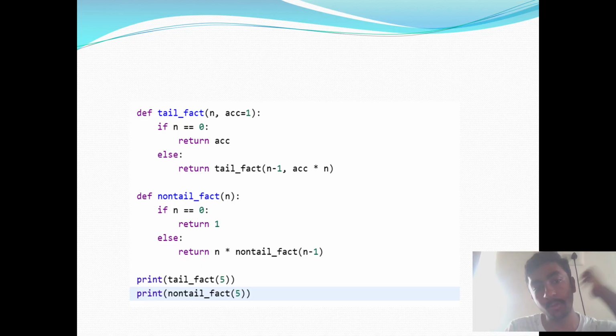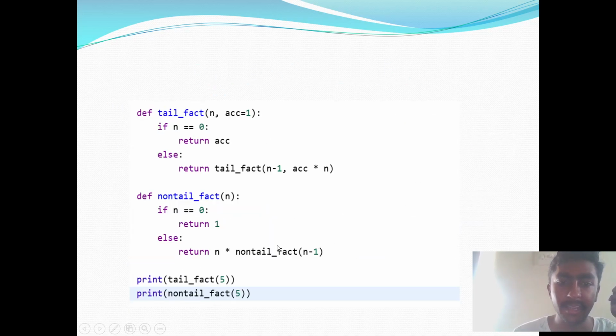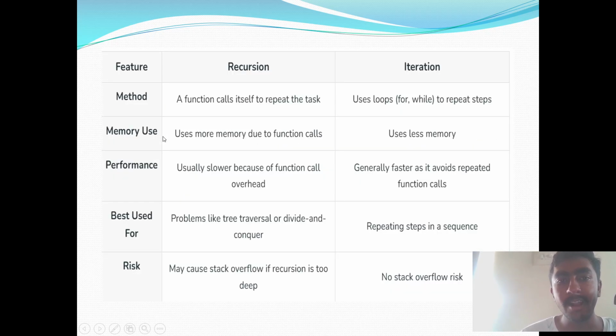So these are two examples, tail factorial and non-tail factorial. Here, the non-tail factorial cannot be converted into a loop as it does many things after the recursive call. And here, this one is a tail factorial. So I hope you have understood the two types of recursion which are there in Python.